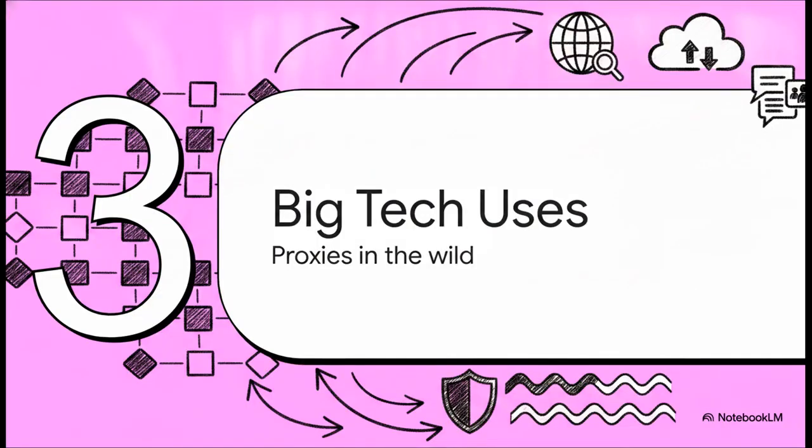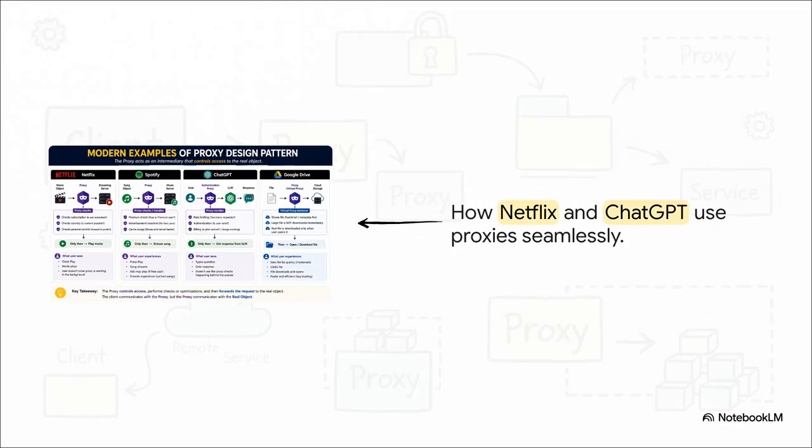Which brings us to Section 3, real-world software uses or proxies in the wild. Have you ever wondered how ChatGPT rate limits your prompts so their servers don't just completely melt down? Well, when you hit that limit, a proxy stops your request cold and fires back an error before the massive, expensive AI servers even know you asked a question.